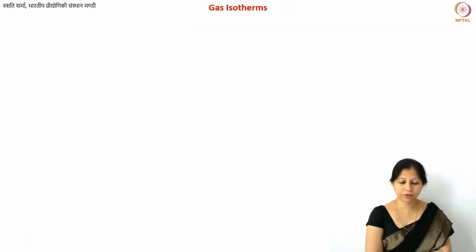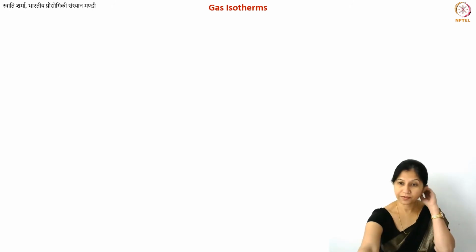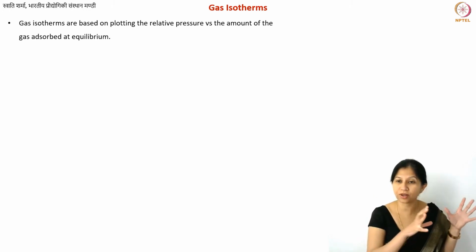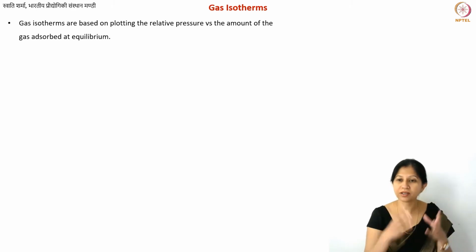Okay, so now coming to the gas adsorption isotherms. Again, you know what adsorption is, and we also now know that we have an inert gas which is getting adsorbed, and what we are doing is measuring the partial pressures. So this is what I have written here. These basically are the plots of the relative pressure versus the amount of gas adsorbed at equilibrium.